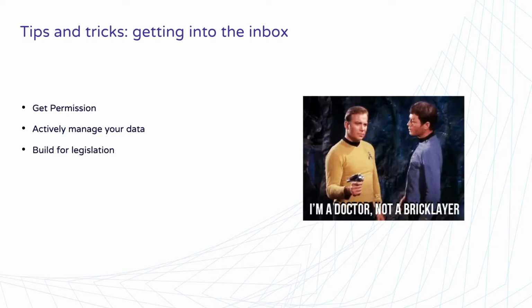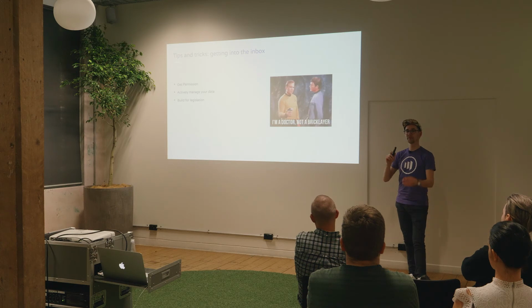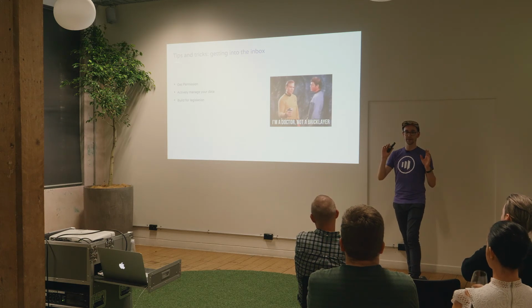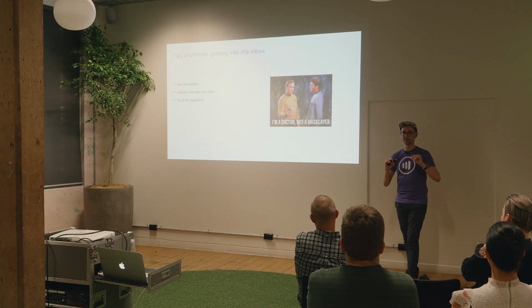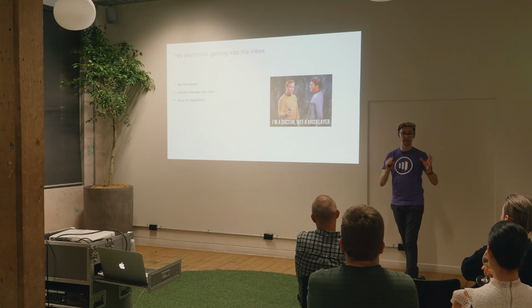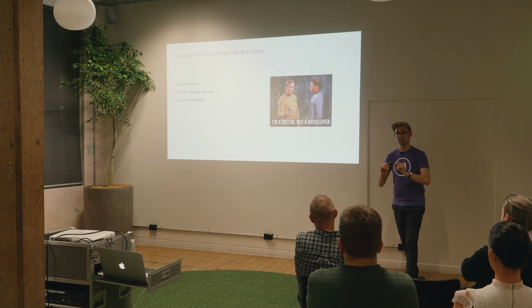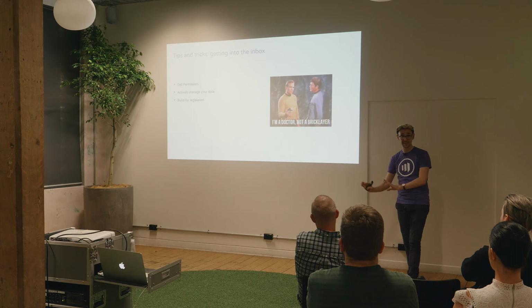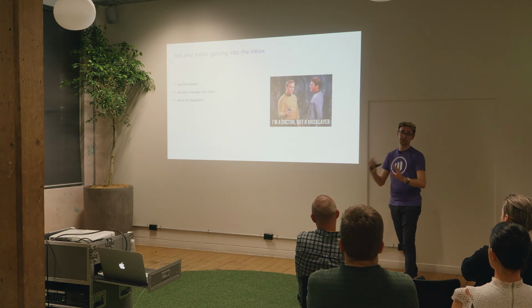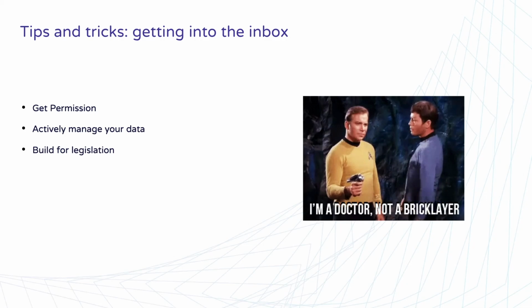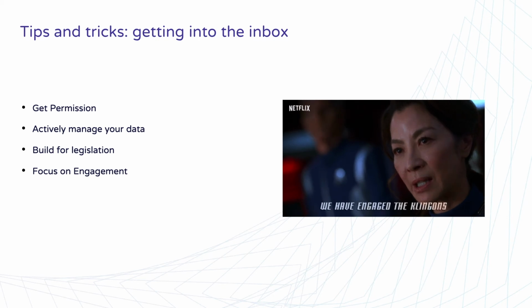Build for legislation. Like I just mentioned before, build for the strictest legislation. Out there in the market, GDPR and CASL are the two strongest pieces of legislation that focus on permission and privacy. If you're building your lead generation models, your subscription models, and your preference center models based on those pieces of legislation, you shouldn't have any troubles. Focus on engagement. I cannot say that enough.